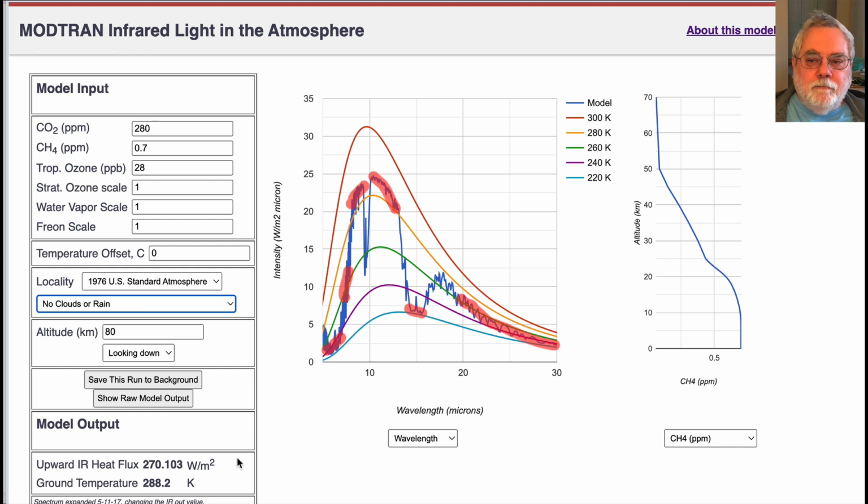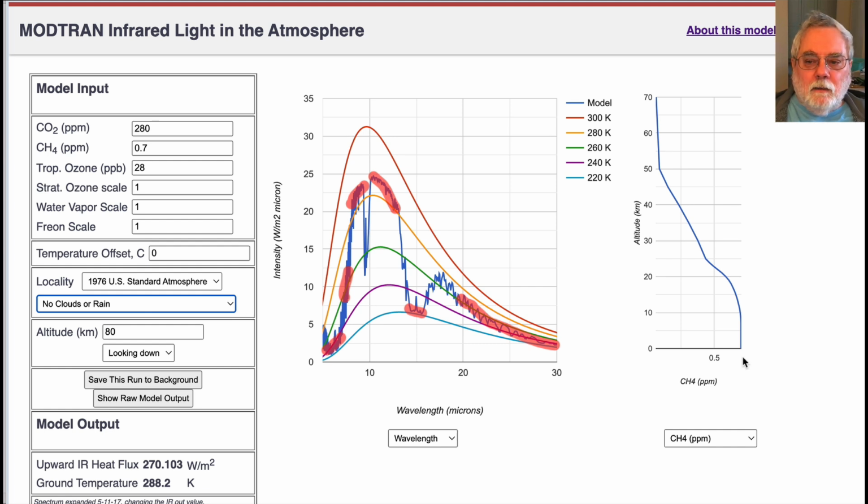The total energy flux from all infrared light is displayed at the lower left and labeled as upward IR heat flux in units of watts per square meter. The total energy flux is the area under the jagged curve. But beware that this is for the specific locality and weather setting we use. It is not the global average across all conditions.